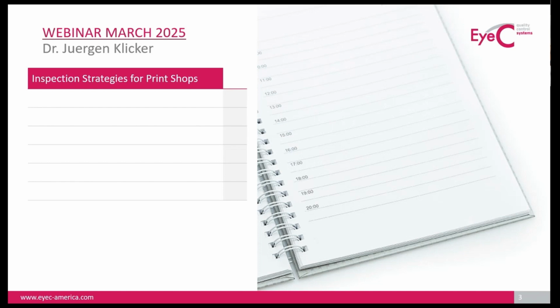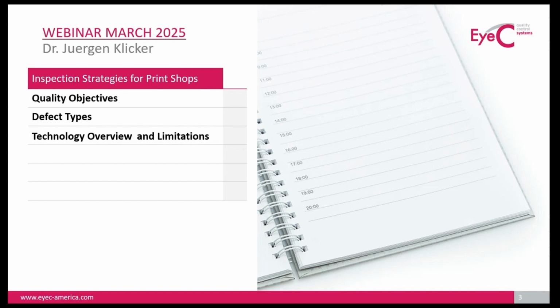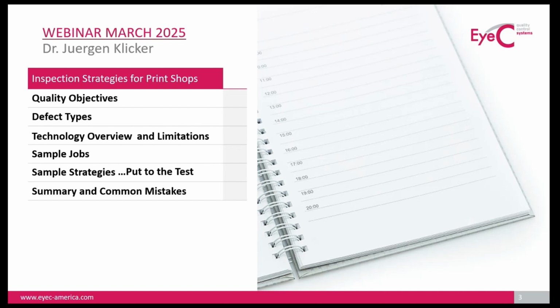Here's what we're going to do. First, there's quality objectives. When we set up a quality strategy, what exactly are we trying to accomplish? We will for sure look at different defect types and different types of systems at our disposal, as well as their limitations. We will go through several sample strategies we've set up and put them to the test for you. To do so, we'll be using two sample jobs we've created for just that purpose, and they include well-balanced sets of doctored defects. Last but not least, a quick summary and an overview over common mistakes that come to mind, and of course, some ideas how to avoid them.